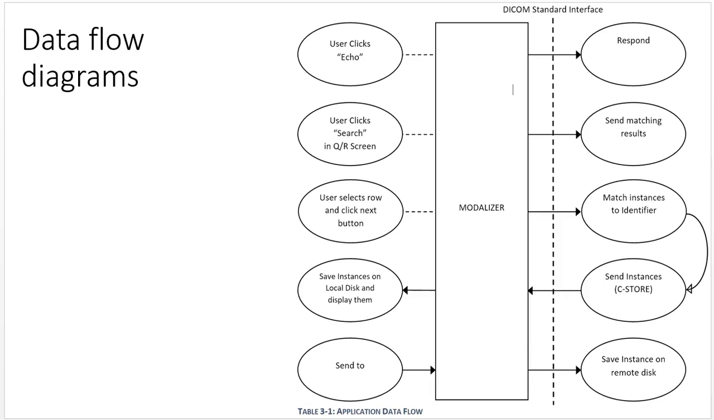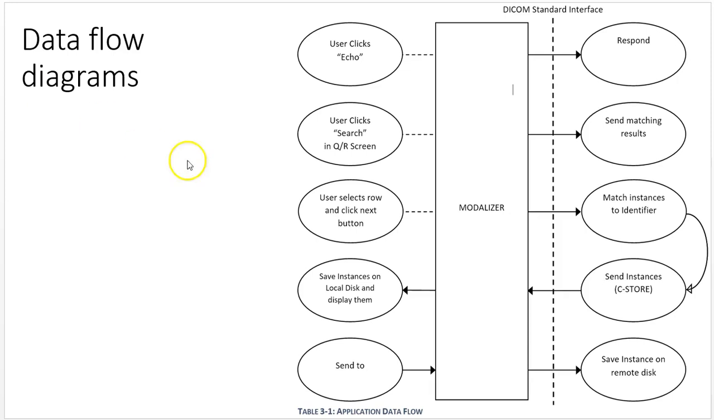Data flow diagrams. This shows how the vendor imagines the data flow working. The circles on the left represent the action taken on the modality, and the circles on the right represent what the vendor thinks the other application entity should do. It's a graphical representation of how it should work in your environment. It's important to remember that this is how they think it should work. There's no guarantee that it will work that way.